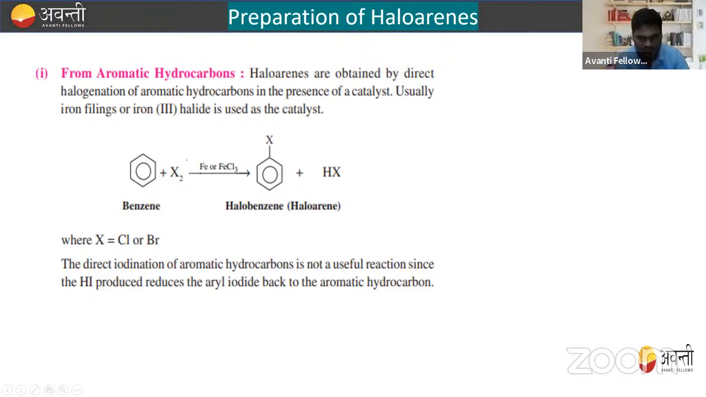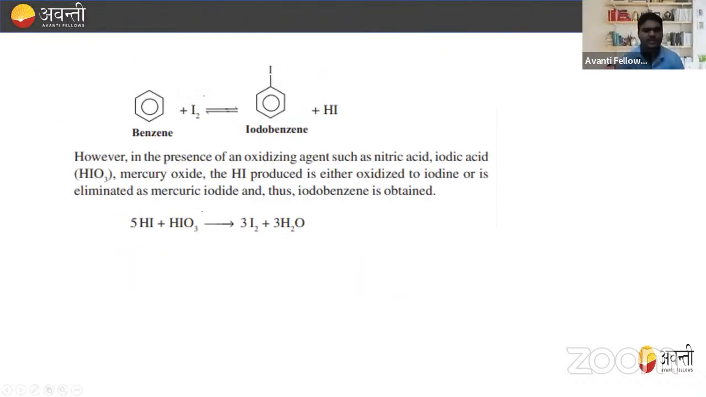Here also iodine is not used due to the reversible nature, and fluorination cannot occur because the reaction is very explosive. The direct iodination of the aromatic hydrocarbon is not a useful reaction, since the HI produced reduces the aryl halide back to the aromatic hydrocarbon. We already discussed this thing, I guess, right? So we have to add an oxidizing agent to overcome this, right? So here we can also say when the benzene is treated with I2, it will form iodobenzene plus HI. Now this reaction is reversible.